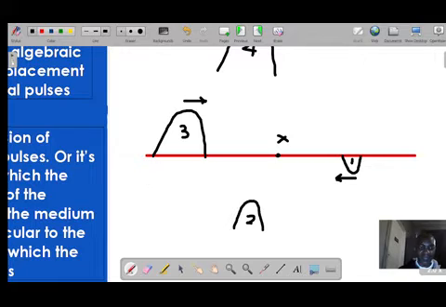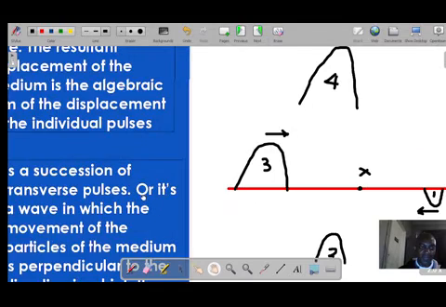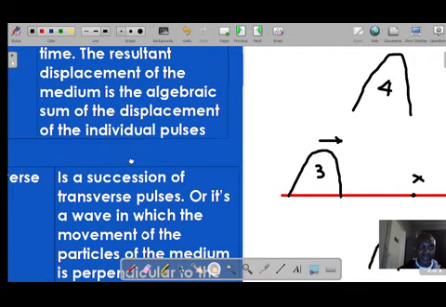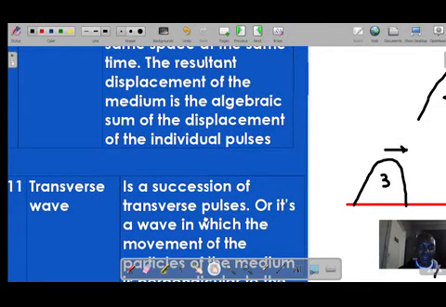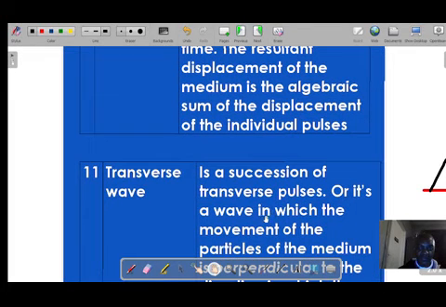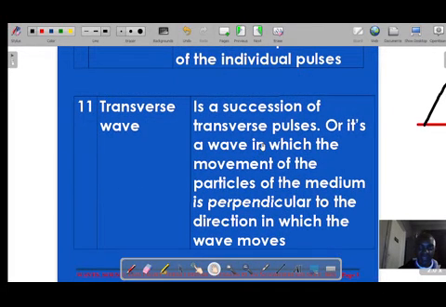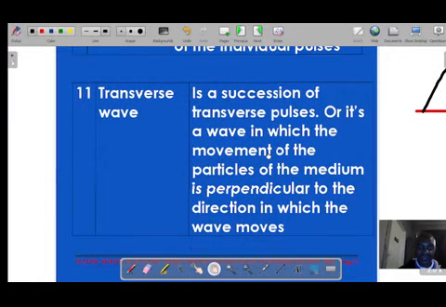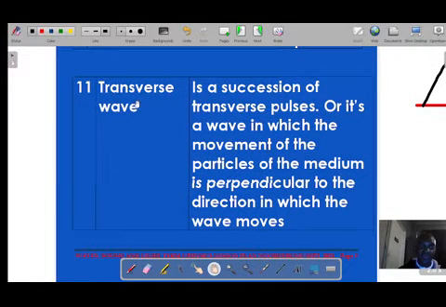I hope we are together. Let us proceed, because I want to do an example for you. So that was about what interference is. Now note something, that if I have those transverse pulses in succession, then I form a transverse wave.